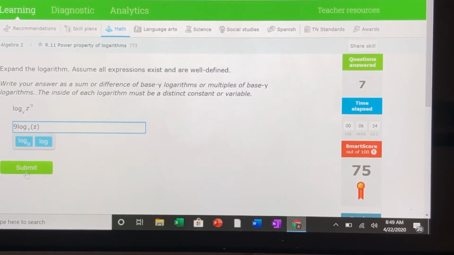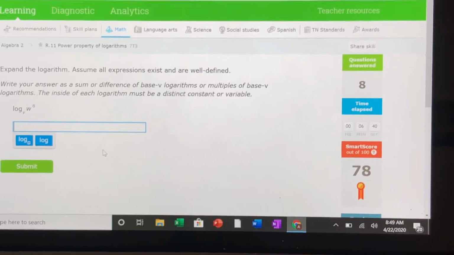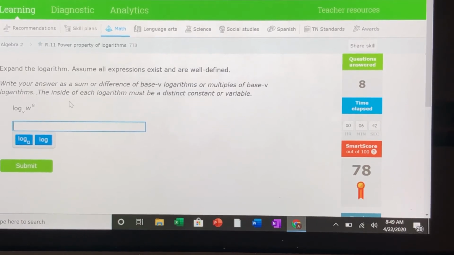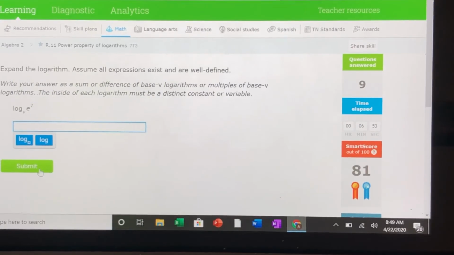Let's see, will this one get us to 80%? If it doesn't, we'll do one more. All right, let's just do one more. But you can see, no matter what they do, they can't really make these any more difficult. Where does that 8 go? The 8 goes out in front. 8 times the log base V of W, and that's it. That gets us over 80%. You can see, still, they're the same types of problems.